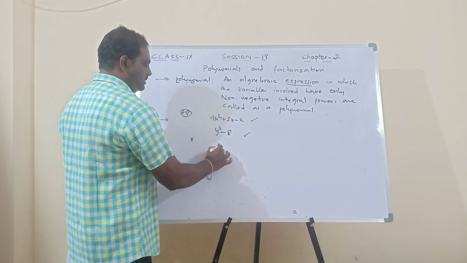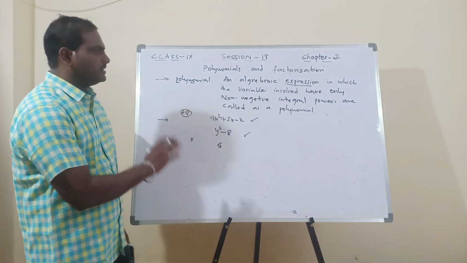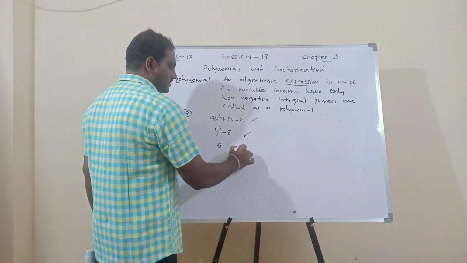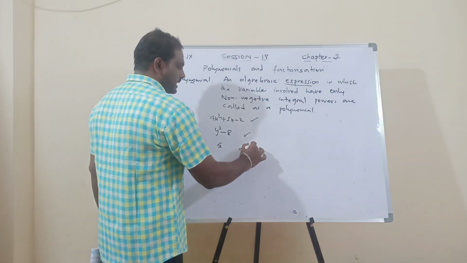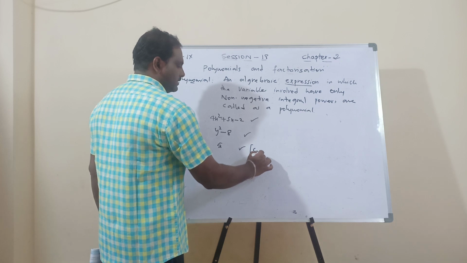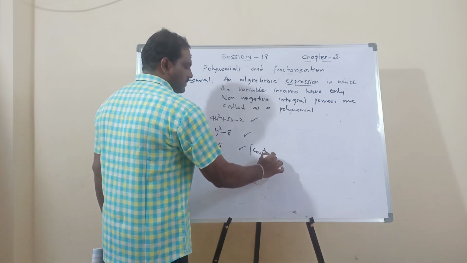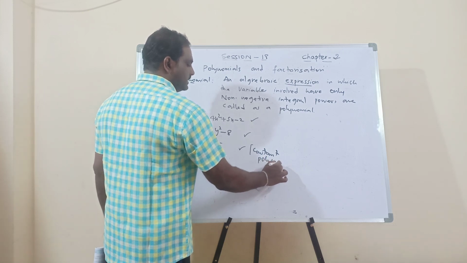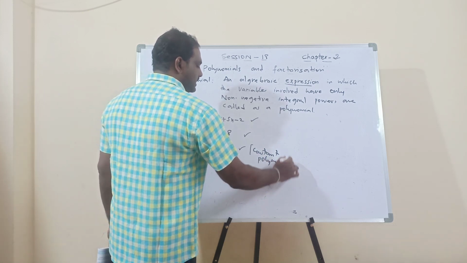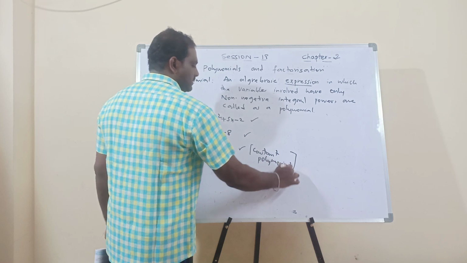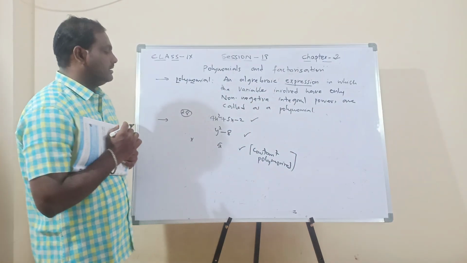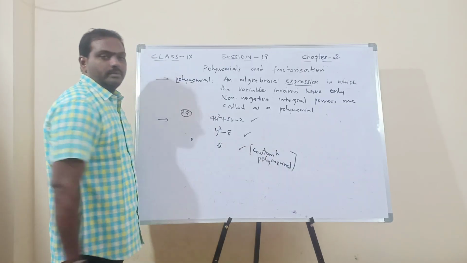Next, a very important question. 5. Is 5 a polynomial or not? Yes, this is also a polynomial. This is called a constant polynomial. Then you may ask one question, sir, where is the variable? You said that there must be an expression and there must be a variable. So here also the variable is there.